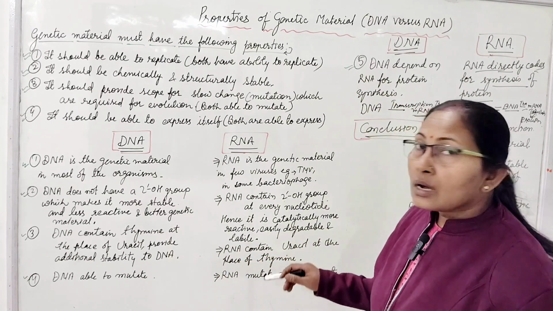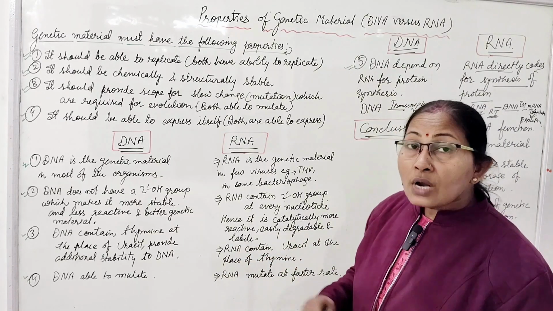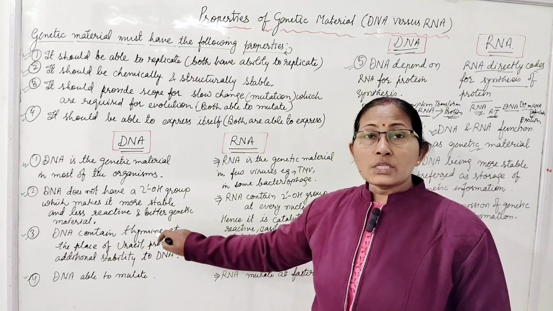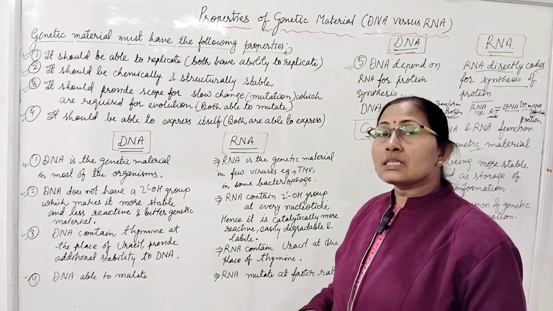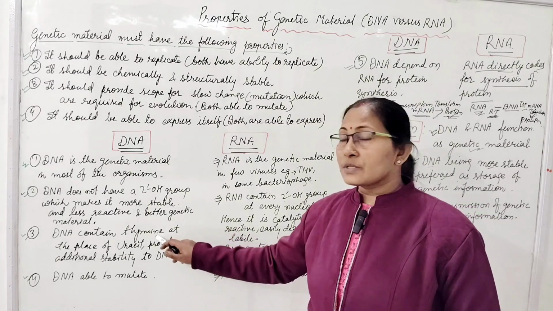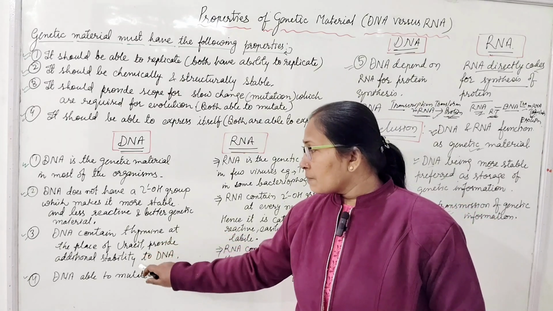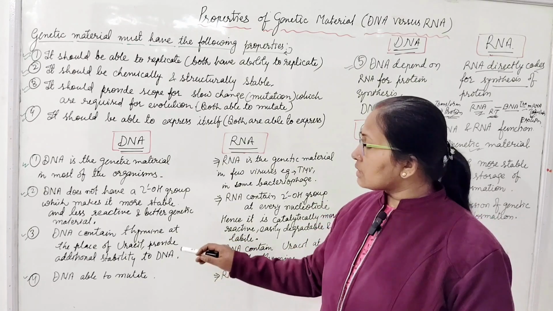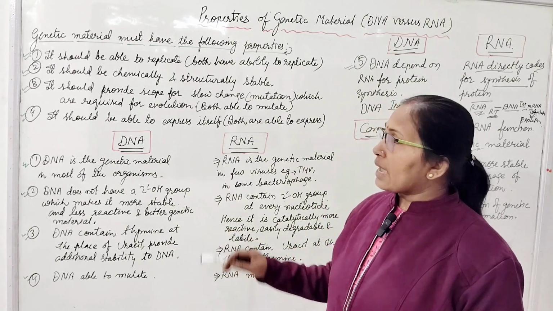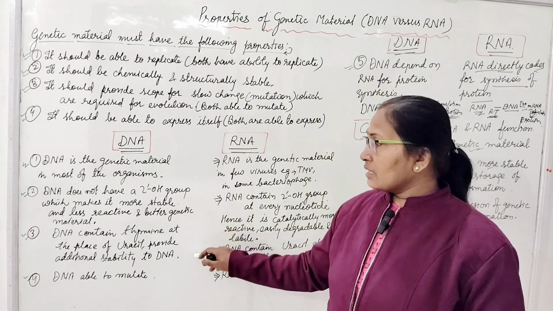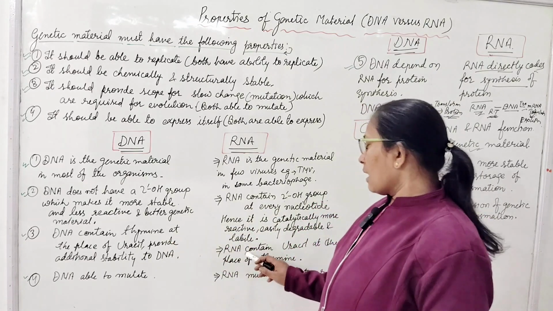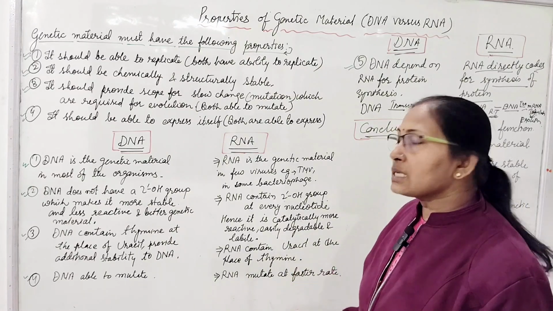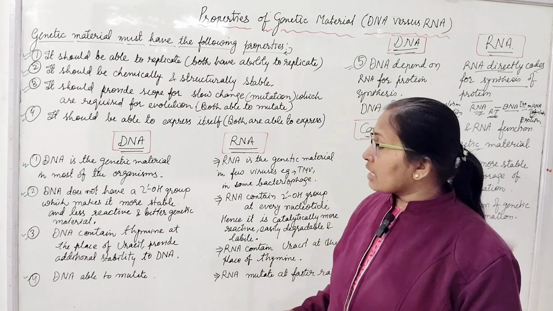Uracil is more reactive. Uracil is less stable. Thymine is more stable and uracil is less stable. Due to the presence of thymine, additional structural stability is provided to DNA, and the presence of uracil, which is less stable, makes the RNA less stable.